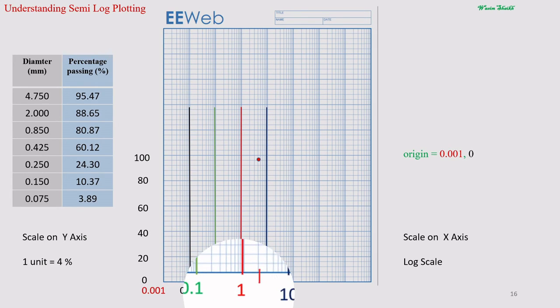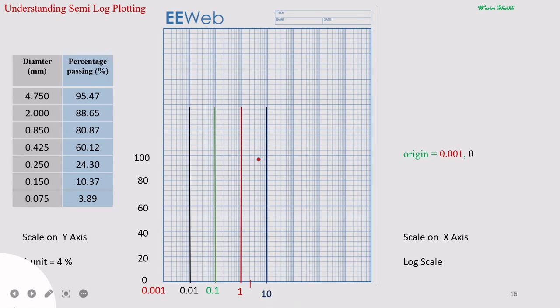So this will be my 2, the red line that you see, the second red line after 1, that will be my 2, and 88 will be somewhere over here. So this is my 80. So this is 84 and this is 88. So I'll get the second point somewhere over here.